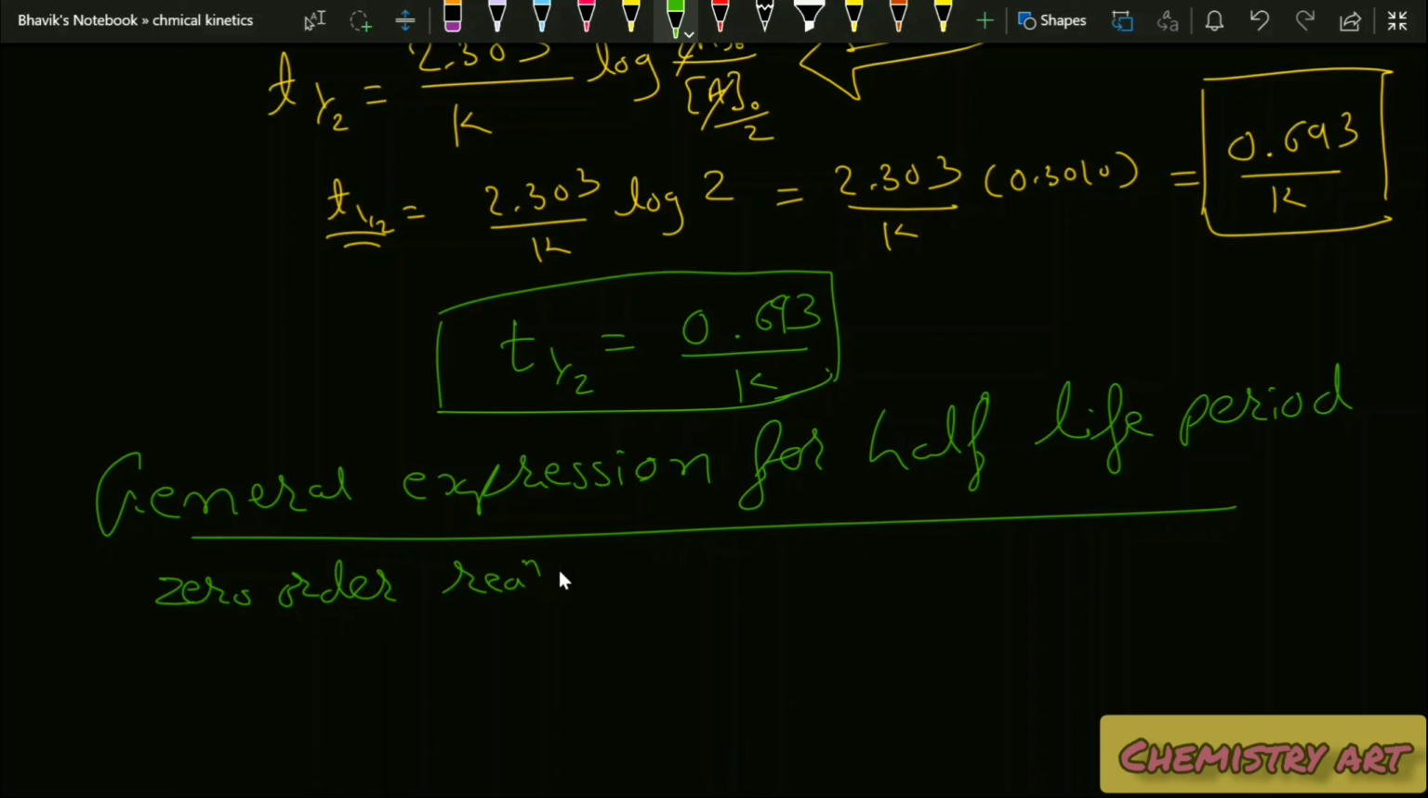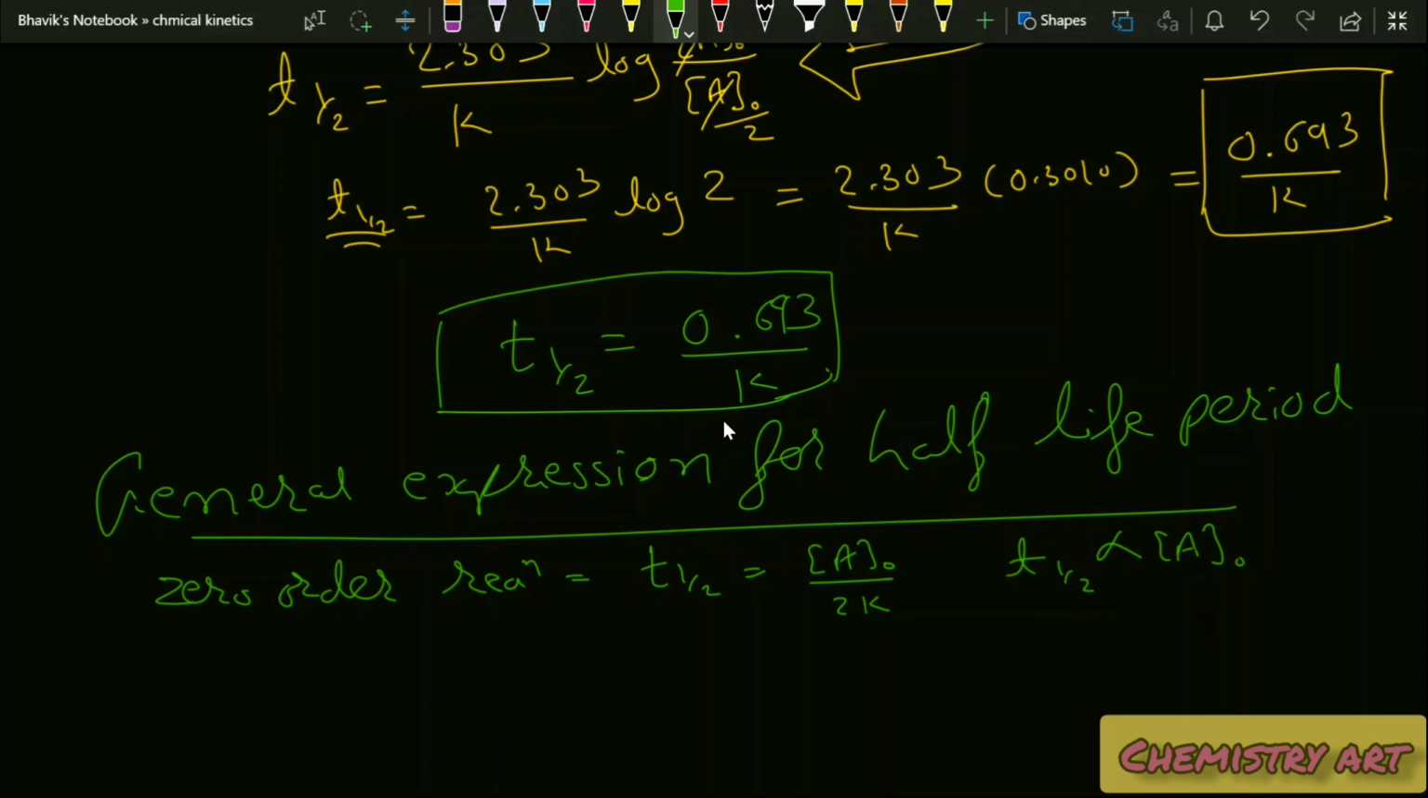So what is the equation for the zero order reaction? It is T1 half equals A naught by 2K. It means that T1 half is directly proportional to A naught, the initial concentration. So T1 half is directly proportional to the initial concentration.